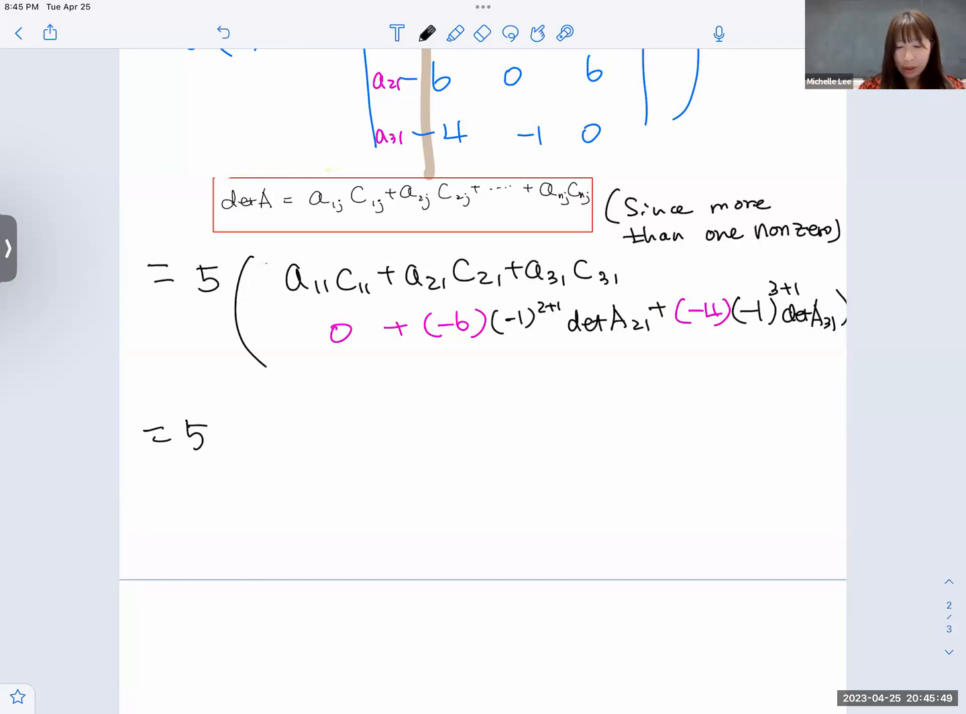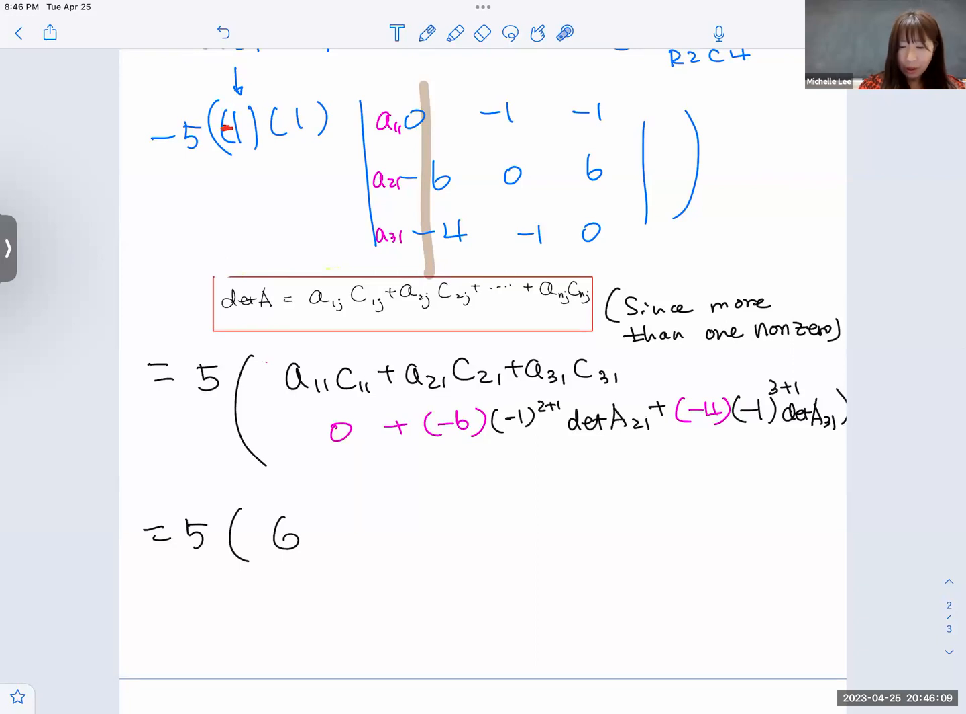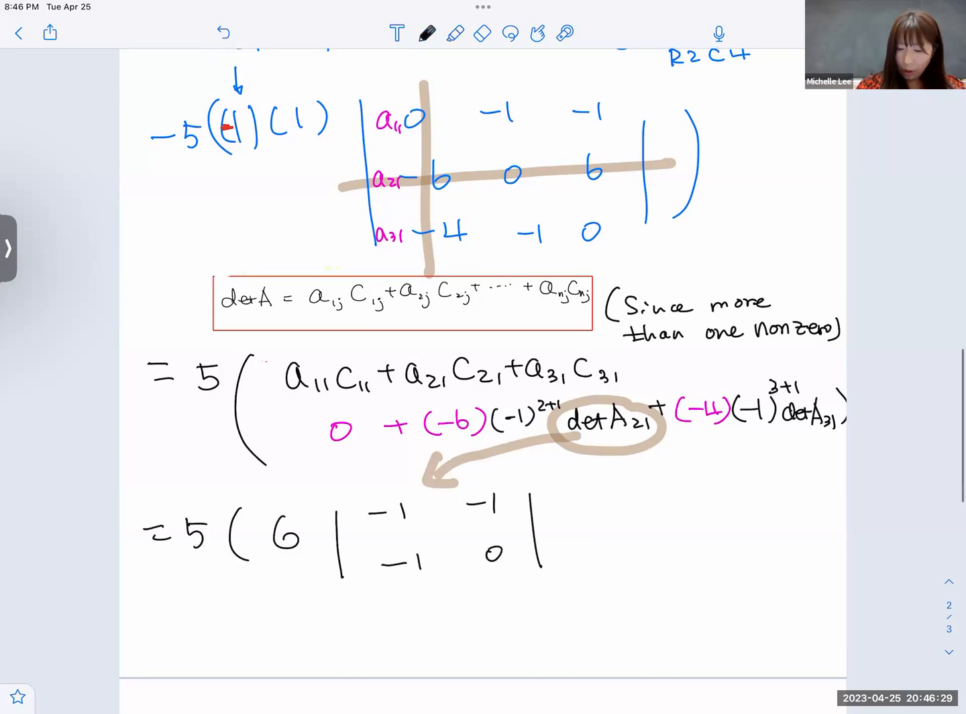And let's just ignore the 0. Okay. This one, negative to the power 3, so negative, which is positive, right? So we will get positive 6. So determinant of M21 means we cross out row 2, column 1, right? So we will get negative 1, negative 1, negative 1, 0. And look, this is a positive, this is negative. So we get negative 4. And the determinant of M31, that is, okay, let's see, 3, 1.